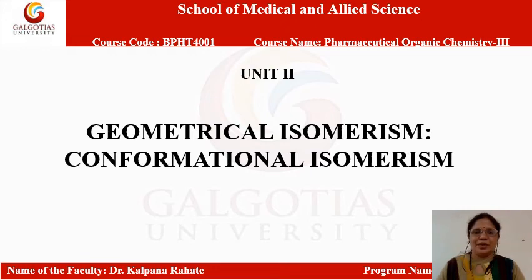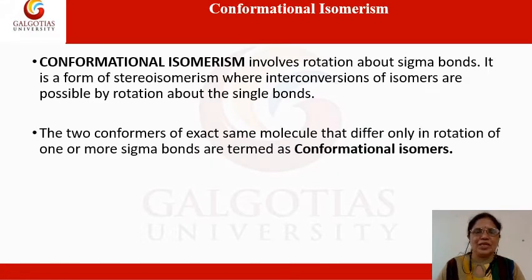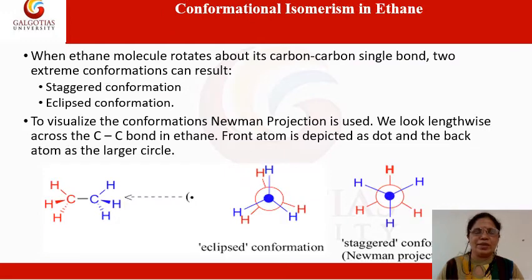Students, today we will study about the conformational isomerism of some selected organic compounds. So let us first understand what is conformational isomerism. This is actually a type of isomerism which involves rotation about the sigma bonds. It is a form of stereoisomerism where interconversions of isomers are possible by rotation about the single bond. The two conformers of exact same molecule that differ only in the rotation of one or more sigma bonds are termed as conformational isomers.